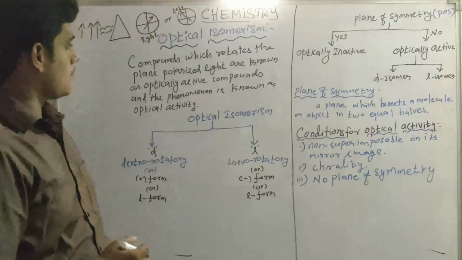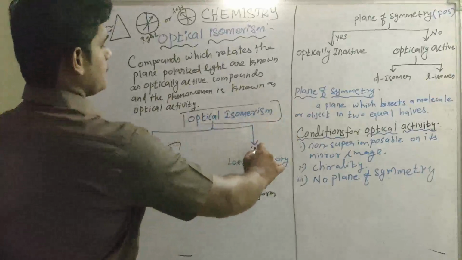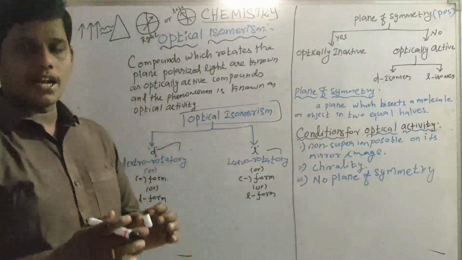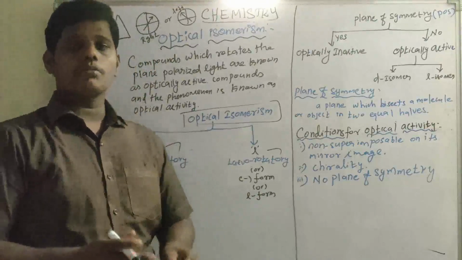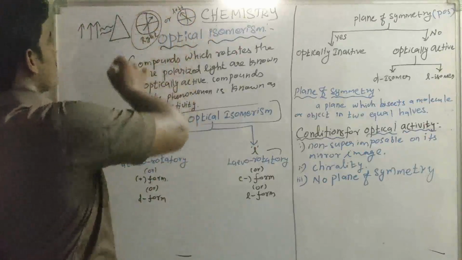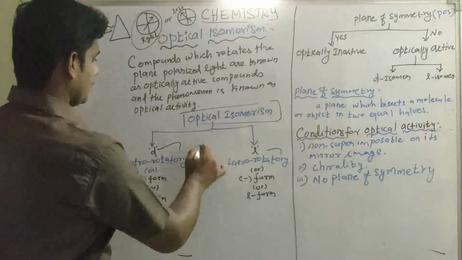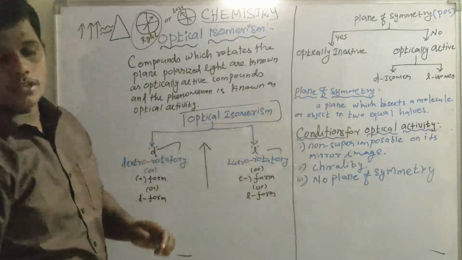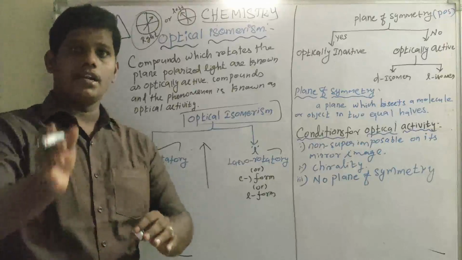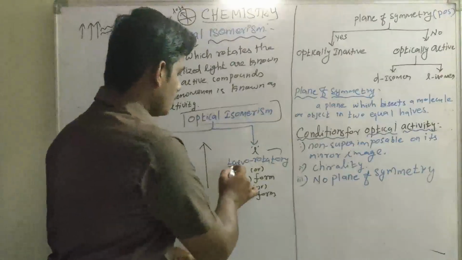Okay. Now, in optical isomerism there are two types. One is the D isomer, another is the L isomer. The D isomer means dextro-rotatory and the L isomer means levo-rotatory. What do you mean by dextro-rotatory? If plane polarized light passes and rotates in the right hand side direction, it is called dextro-rotatory. If the plane polarized light rotates in the left hand side direction or anti-clockwise direction, it is called levo-rotatory.